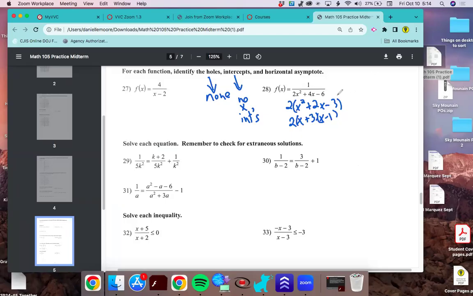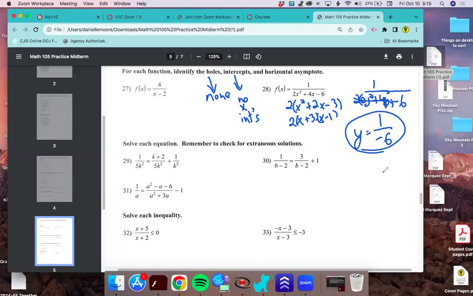And then the y-intercept happens when I shoot in 0 for x, so that'll be 1 over 2 times 0 squared plus 4 times 0 minus 6. What that ends up giving you is just a bunch of zeros, and so we have a 1 and then a minus 6. So we have a y-intercept of y equals negative 1 out of 6, or 1 over negative 6, or however you want to say it. That's our y-intercept.